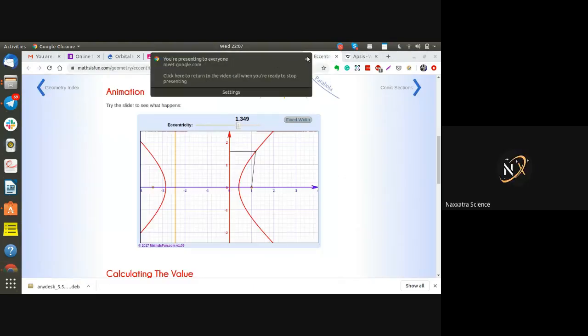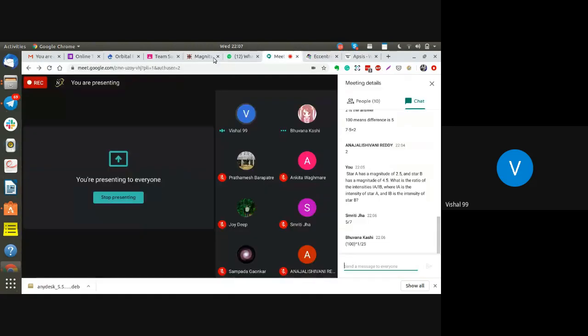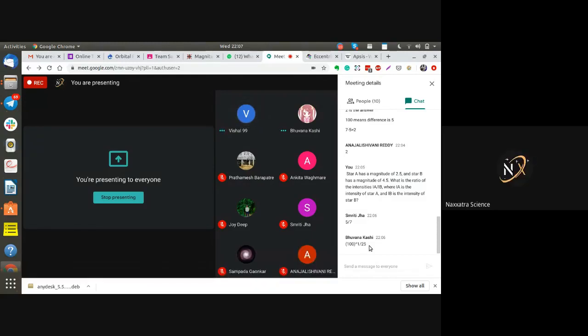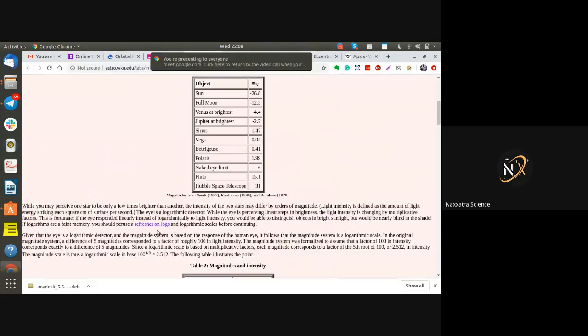And from the table above, we have... Bhuvana has written 100 to the power of 1 by 25. Okay, I think that is close. What is your answer, Vishal? What is your final answer? It's 100 power 2 by 5. 2 by 5 is your answer. 6.309. Yeah, 100 power 2 by 5. 6.30957. Okay. Did you also do the ratio of IA by IB, or the intensity variation? No, but I think you got it.